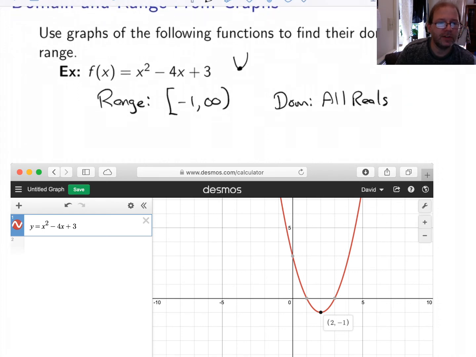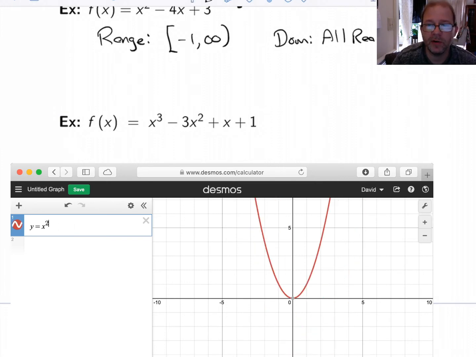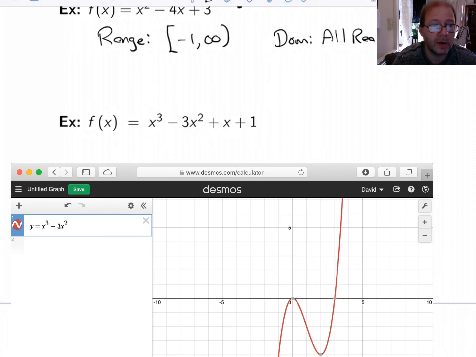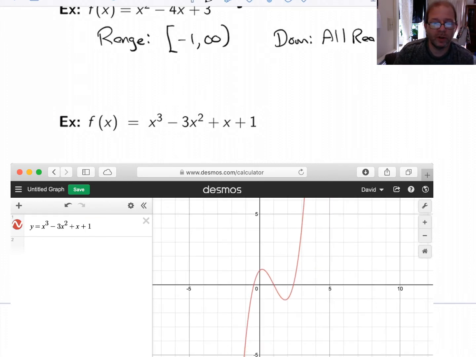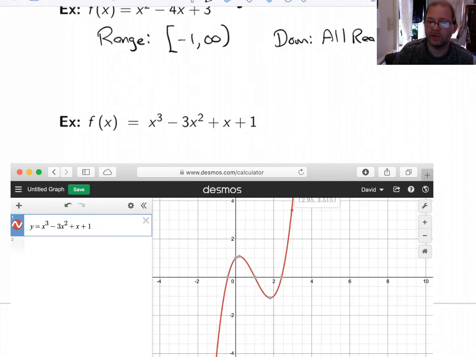All right, let's look at this next one. This is a cubic function, so let's graph it. You might already know the answer, but let's look at it. x cubed minus 3x squared plus x plus 1. All right, if you look at this, notice it goes over here, it goes up as far as we want.